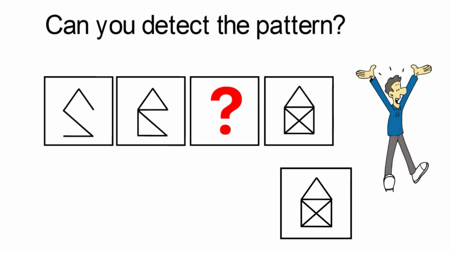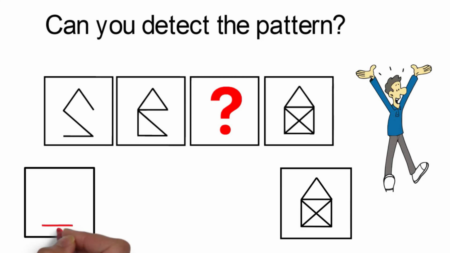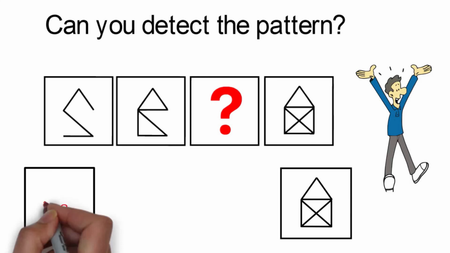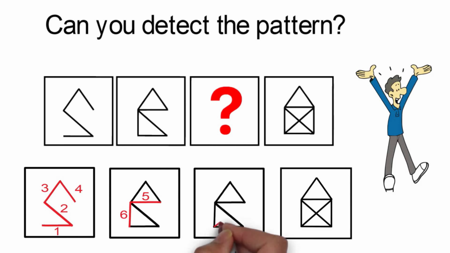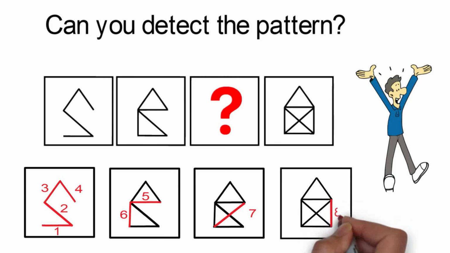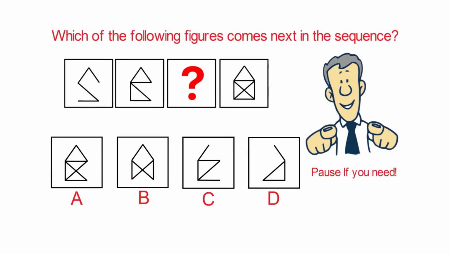There are 8 lines in the final house. Let's draw all 8 lines one by one. 1, 2, 3, 4, 5, 6, 7, and 8. Now, having this information handy, we can go back to the original problem and easily see the solution. And the correct answer here is choice A. Hopefully you've nailed this question and now know how to answer similar problems on the test.